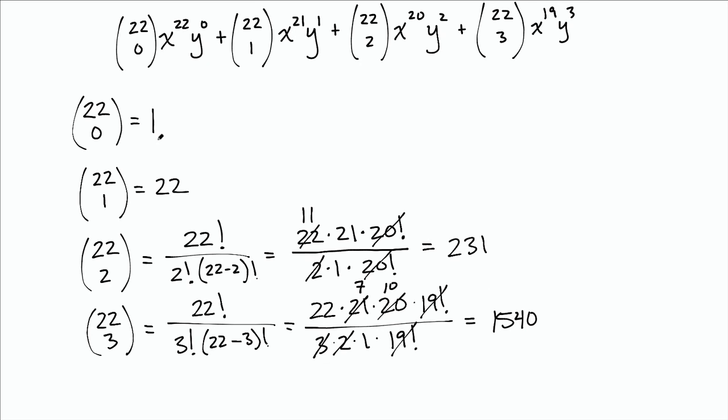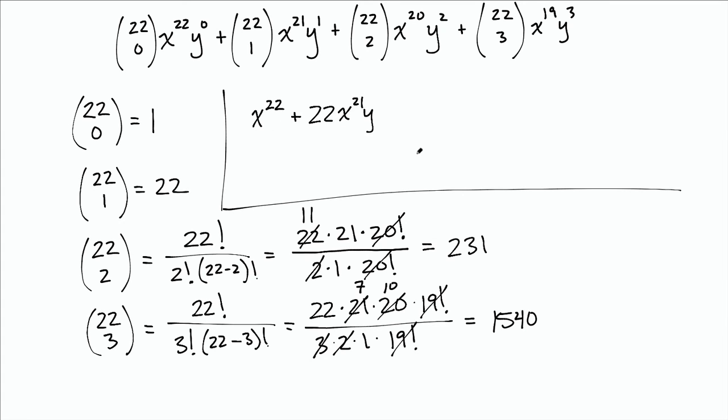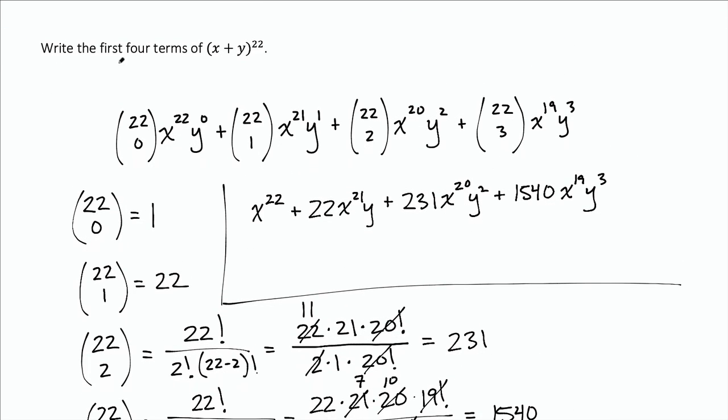So I have all my coefficients, and I'll go ahead and just plug them in up here for my expansion. So I get just 1 x to the 22, y to the 0 is just 1, plus 22 x to the 21 y, plus 22 choose 2 was 231, so 231 x to the 20, y squared, and then plus 22 choose 3 was 1,540, x to the 19, y to the 3. Those are the first 4 terms of the expansion of this.